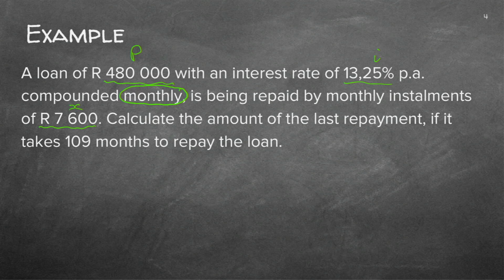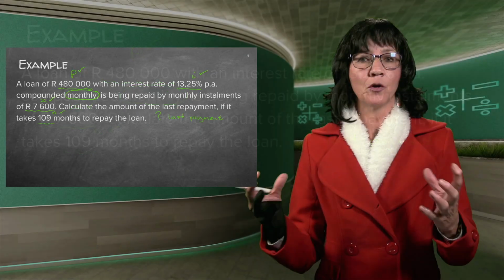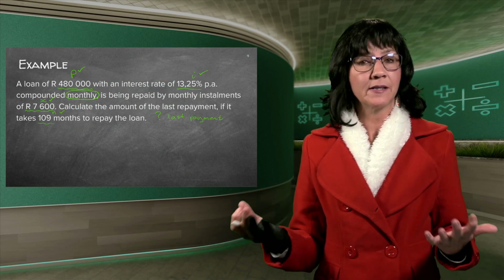Calculate the amount of the last payment. So I'm just going to write that: last payment. If it takes you 109 months to repay. So there's your 109 months. So let's see. There's now actually 1, 2, 3, 4 things known. So that means all the values in your P formula are known. So what is then unknown?